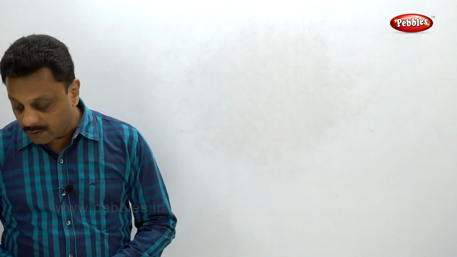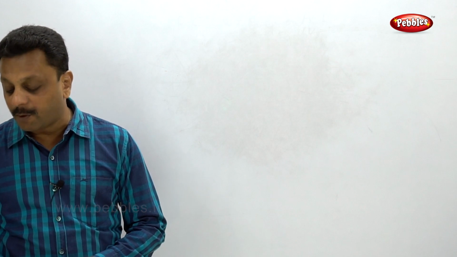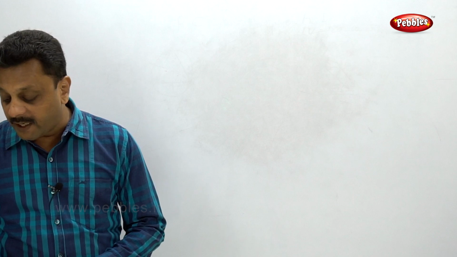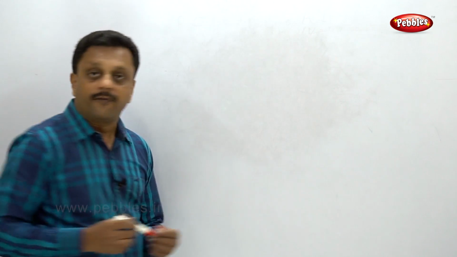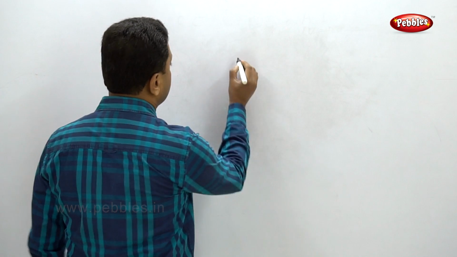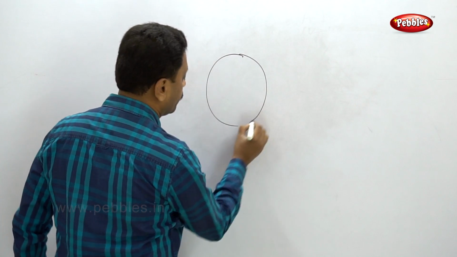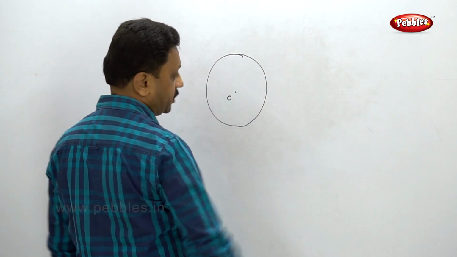Example number 8. Draw a tangent to the circle with center C and radius 3.6 from point B at a distance of 7.2 from the center. The radius is 3.6, so first of all you have to draw a circle with radius 3.6. So this is center O, and radius 3.6 you have to show.